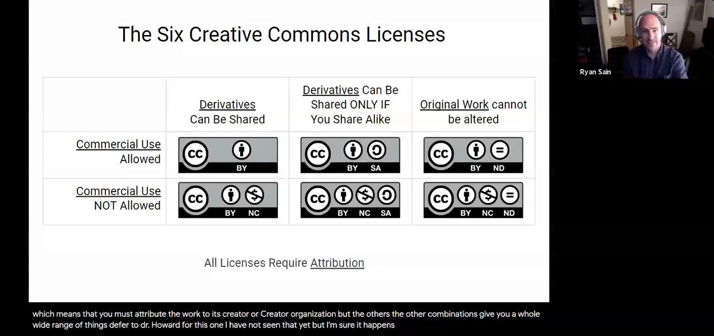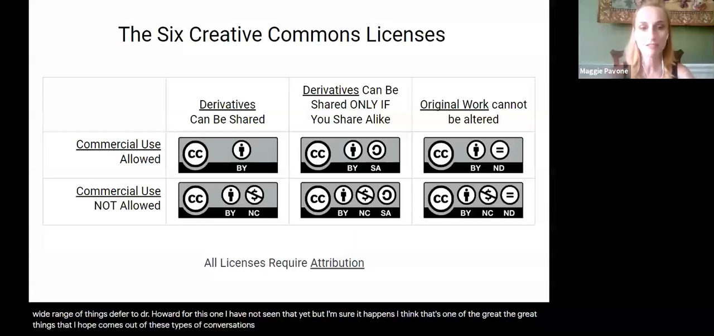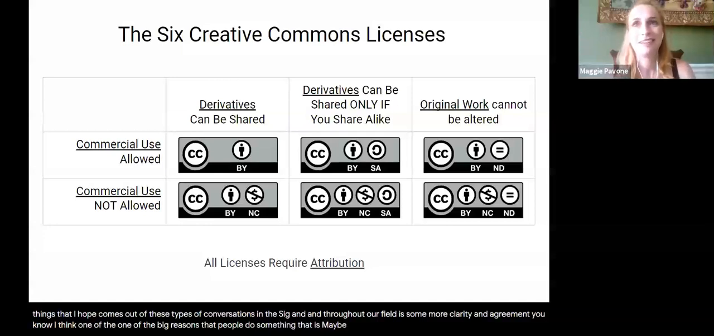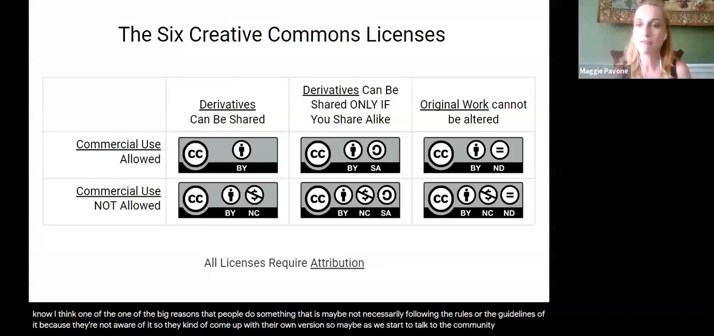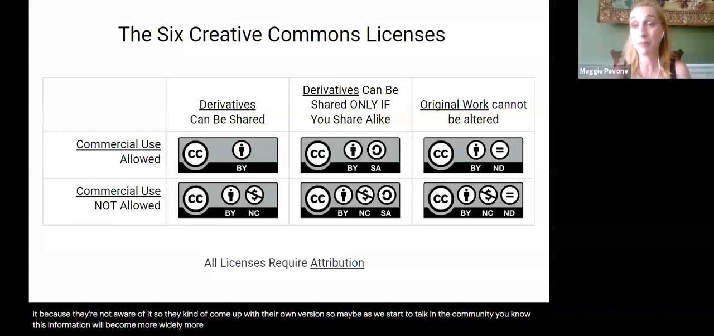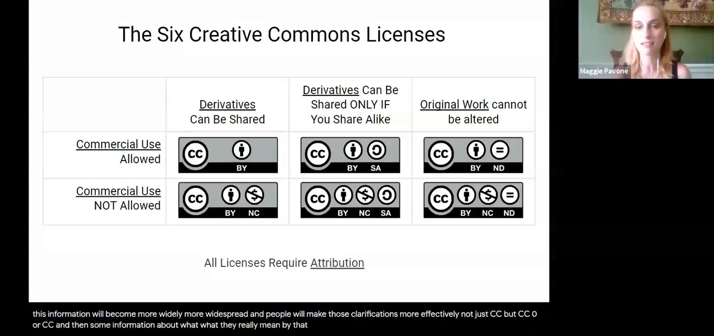I think you're on the same page I am in terms of interpretation of it. I think that's one of the great things that I hope comes out of these types of conversations in the SIG and throughout our field: some more clarity and agreement. I think one of the big reasons that people do something that is maybe not necessarily following the rules or the guidelines is because they're not aware of it. So they kind of come up with their own version. So maybe as we start to talk as a community, this information will become more widespread, and people will make those clarifications more effectively. Not just CC, but CC0 or CC, and then some information about what they really mean by that. So that's a great question.